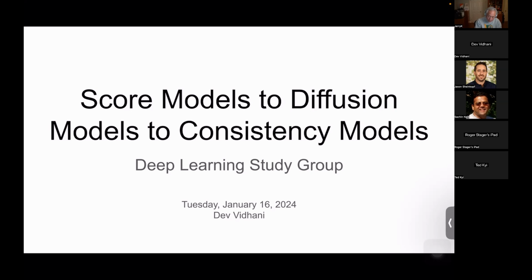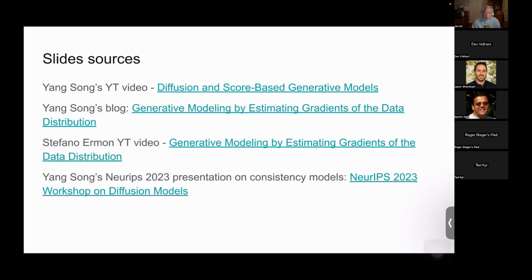So this presentation did go into details of the portion of, or the journey before, stochastic differential equation based diffusion models. So I'll skip past that. The title here was from score models to diffusion models to consistency models. All right, so the slides are based on these sources. There's a great video by Yang Song on YouTube. His blog also covers a pretty good deal of the material that we see here.